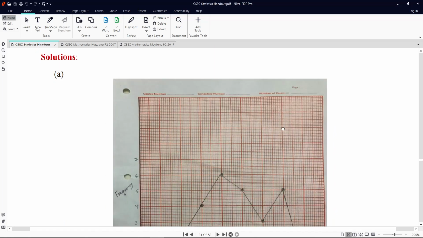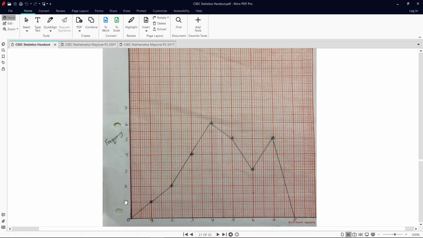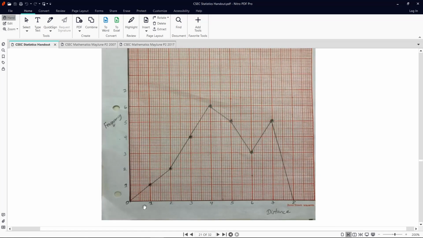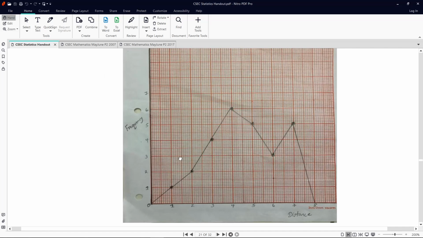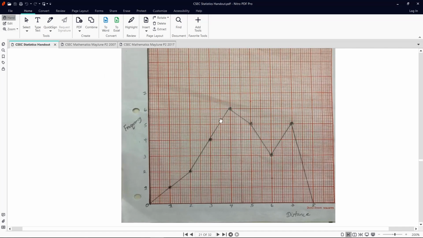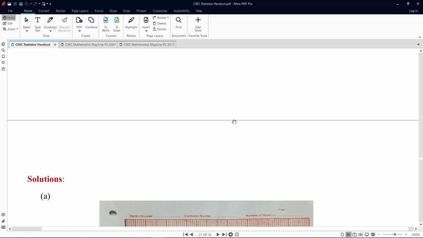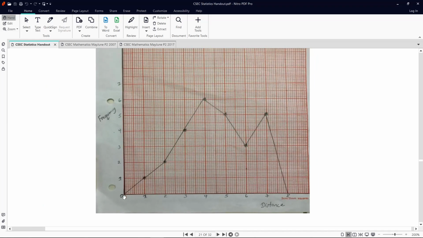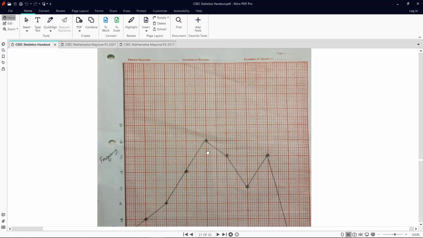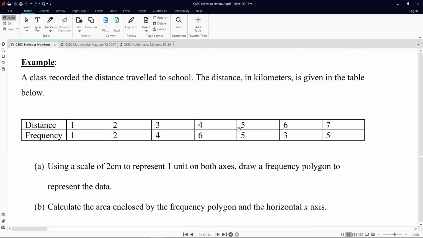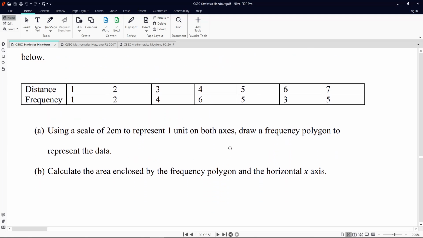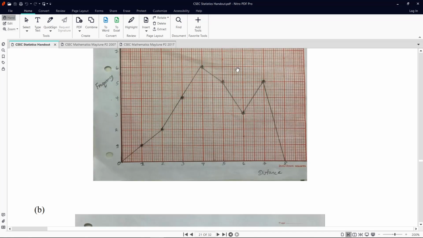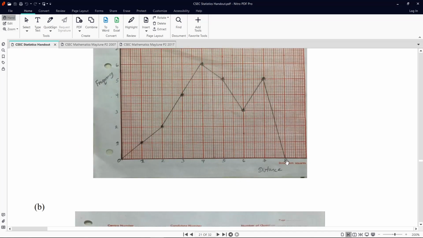Alright, so as we know, for these statistical diagrams, the frequencies would be on the y-axis and whatever else we're representing goes on the x-axis. Now they asked us to use a scale of 2 centimeters to represent 1 unit. So for each 2 centimeters, we simply put 1 unit. Going up by 2 centimeters, we'll put 1, 2, 3, 4, 5, 6, 7 until we have enough to cover all of the different frequencies. We have 6 as the highest frequency and 7 as the highest distance, so over on the x-axis, we went up to 8.